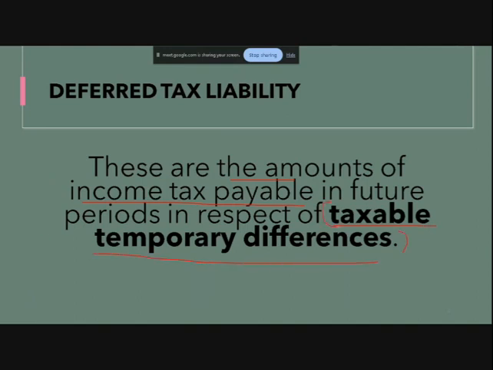So there will be a difference between the accounting profit and taxable profit. If this difference is taxable, then it can give rise to deferred tax liability. If it's not taxable, then it gives rise to deferred tax asset. Just don't worry, we'll just move on like this. So this is basically amounts payable. If it's payable, that means it's a liability. Due to taxable temporary differences, there may be some tax payable in future. That is what deferred tax liability means.